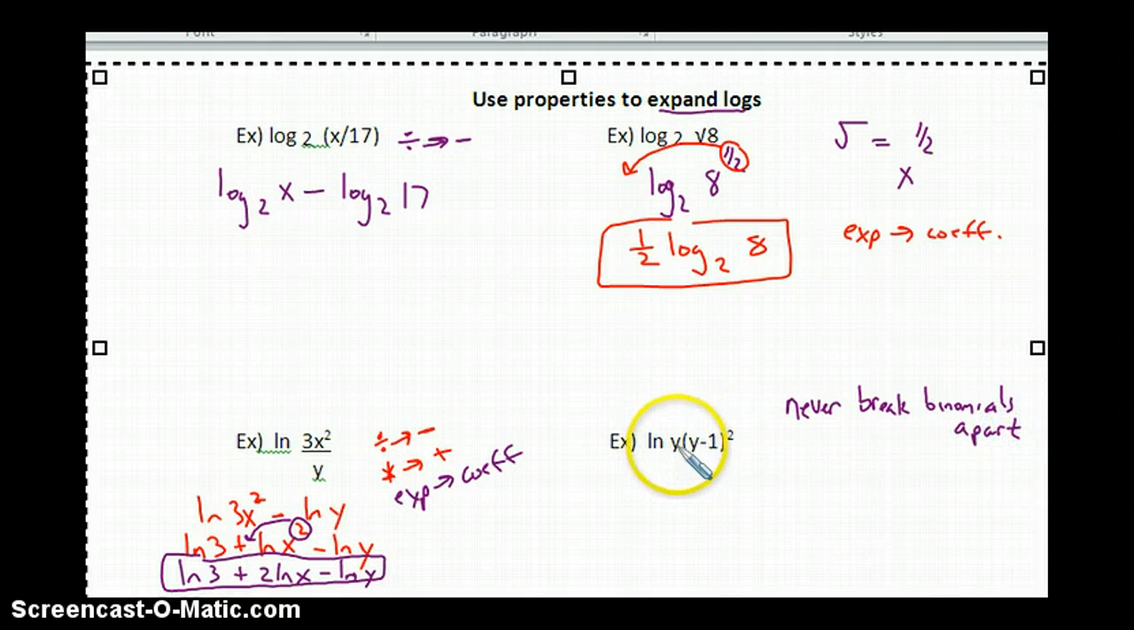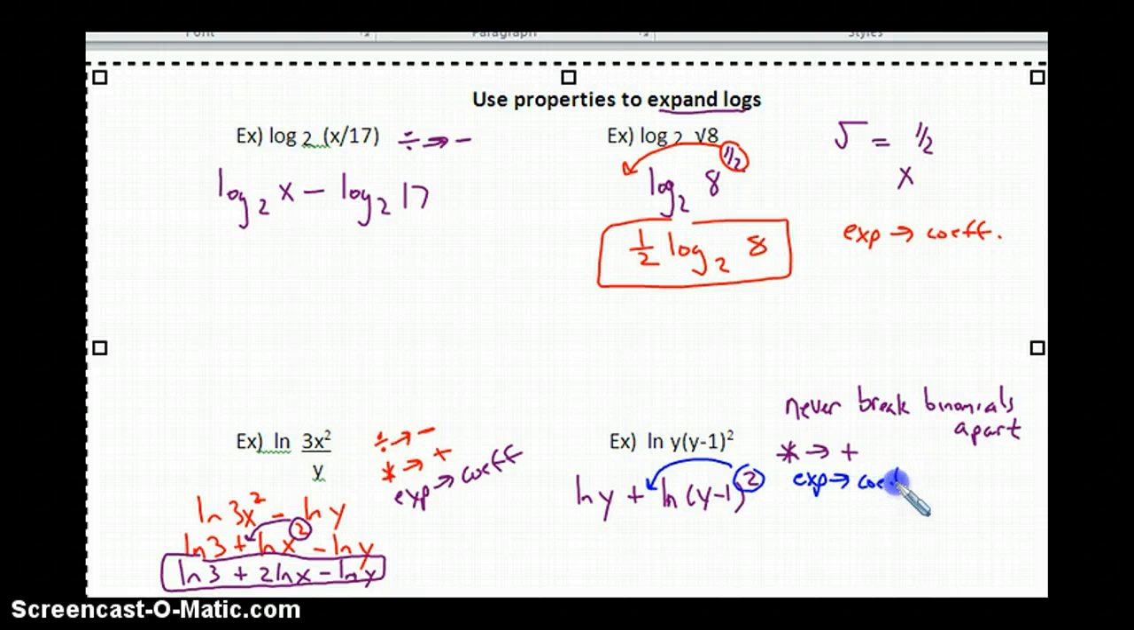What I do notice right away is I have multiplication. I have y times this binomial. So first thing I'm going to do is change multiplication into addition. So the natural log of y plus the natural log of this binomial. Now the only thing that I can do is change my exponent into a coefficient. I can't break this up further. So I'm going to take my exponent and write it as a coefficient. So the natural log of y will still stay there, plus 2 natural log of y minus 1.